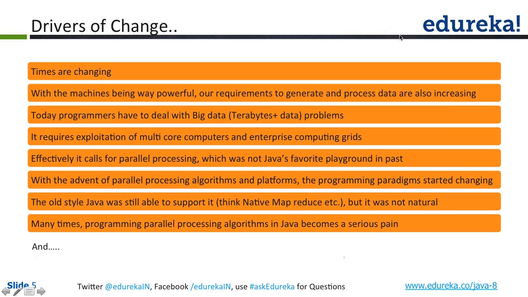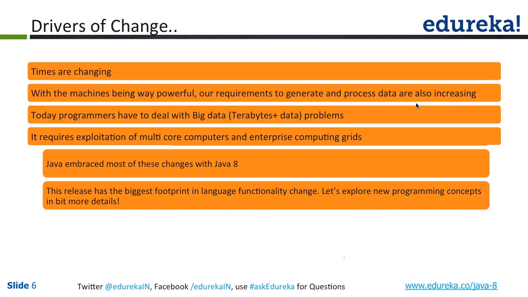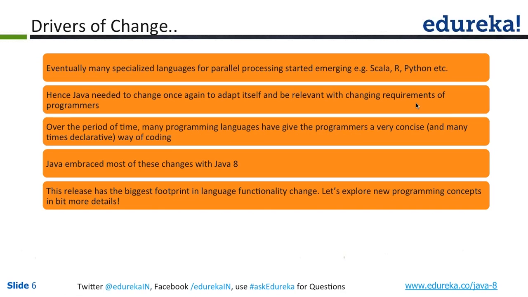So all of these things were there, they are supporting, but it's not natural. It is like force-putting it into the language. And hence these were some other places wherein other programming languages started taking advantage, just because implementing them in Java actually becomes a serious pain altogether. And eventually many specialized languages like Scala, R, Python, Ruby started gaining a big market share for these kinds of applications altogether.